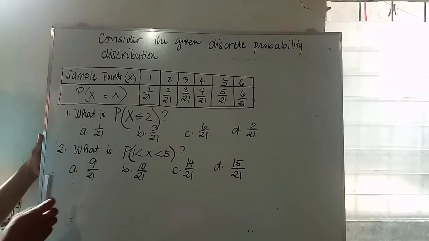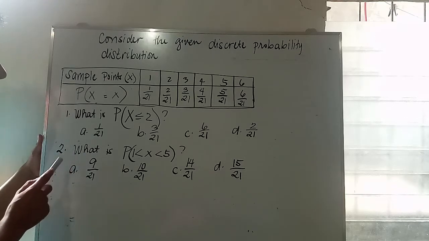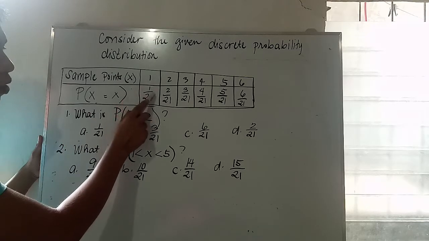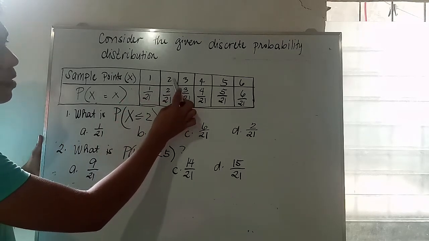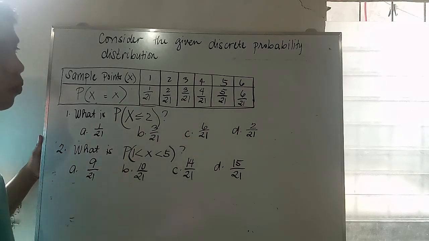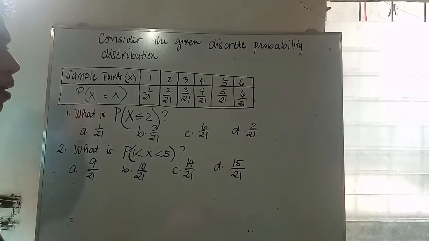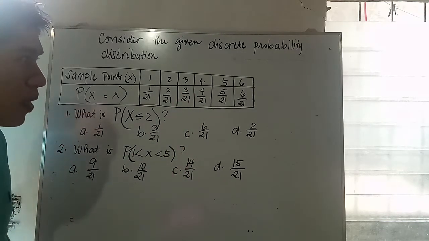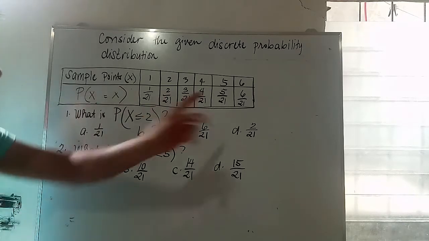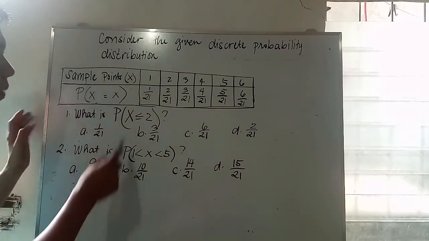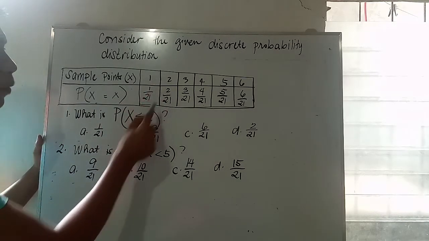And the corresponding probabilities: the probability of having 1 is 1 over 21. The probability of having 2 is 2 out of 21. The probability of 3 is 3 out of 21, 4 is 4 over 21, then 5 is 5 over 21, and 6 is 6 over 21. So look at here the probability of each sample point.